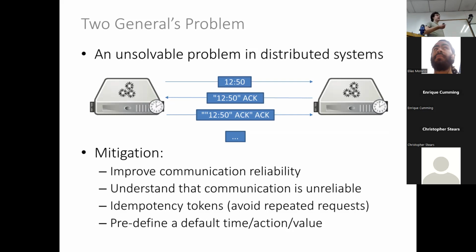We can also think maybe about predefining default values, something that we default to if we detect there's communication problems, and so forth. But there is no solution to this. So this is the two generals problem.